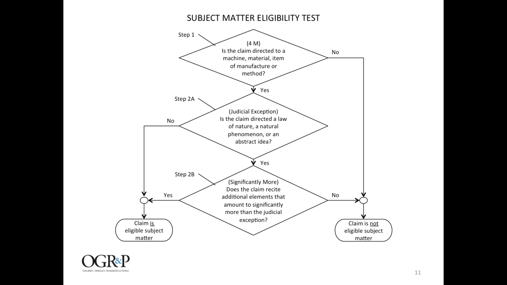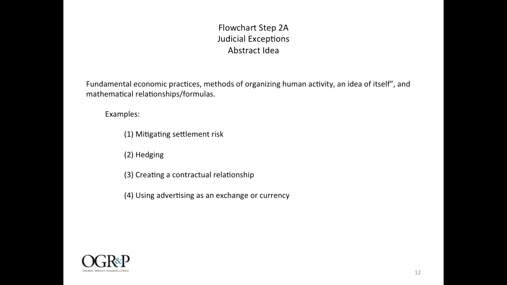Okay, so more information about each of those steps. I'm on page 12. Flowchart, step 2A, judicial exceptions. What are some examples of abstract ideas? Well, examples of abstract ideas include fundamental economic practices, methods of organizing human activity, an idea of itself, and mathematical relationships and formulas. These are things that the courts have deemed to be abstract ideas.